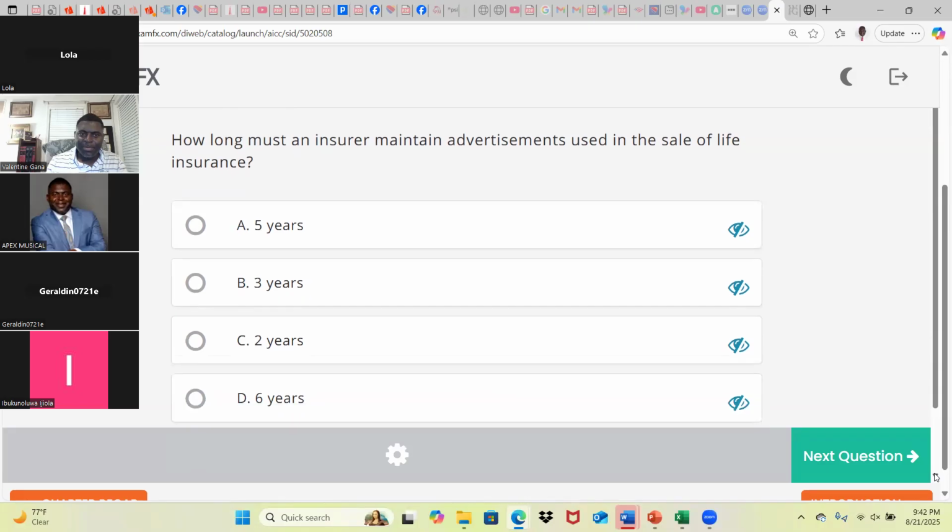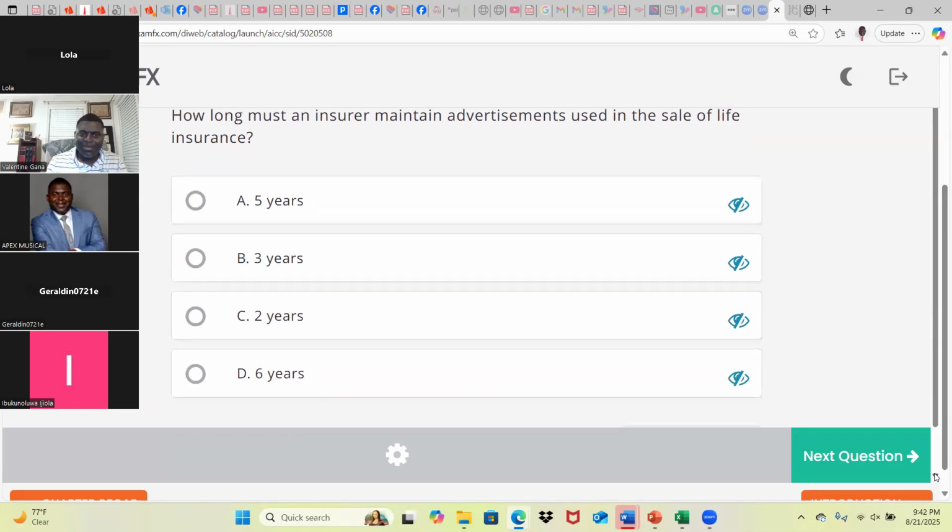I think it's 5 years. All these numbers are confusing. I guess it's 5. Any takers? I haven't seen this question before. 5 or 2, I'm not sure. I think it's either 5 or 3. I think it's about 3. Maybe 3. 5 or 3. So go with the 3, B.